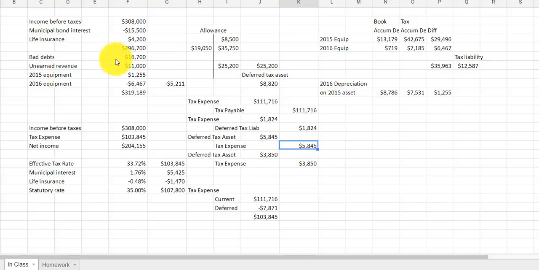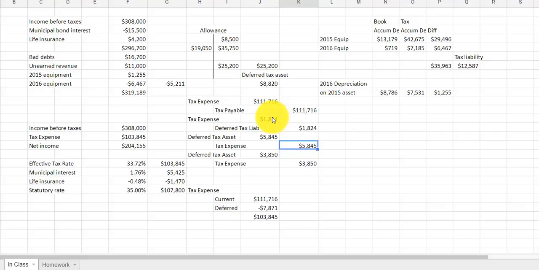Now for our new tax asset, or future deductible amount, for unearned revenue, we simply multiply it by the tax rate. Because there is no existing deferred tax asset, you can make the debit for the full $3,850 and credit tax expense. So both of those are an increase to the tax asset and a decrease to tax expense.